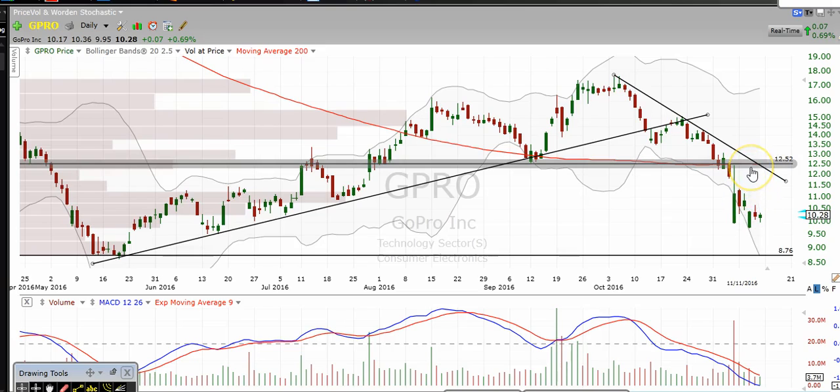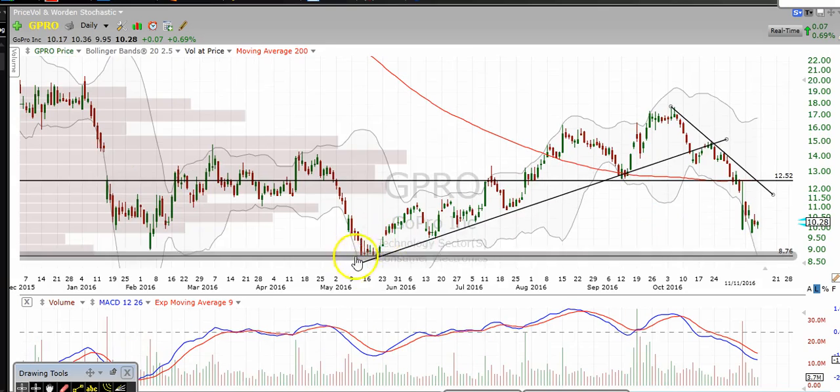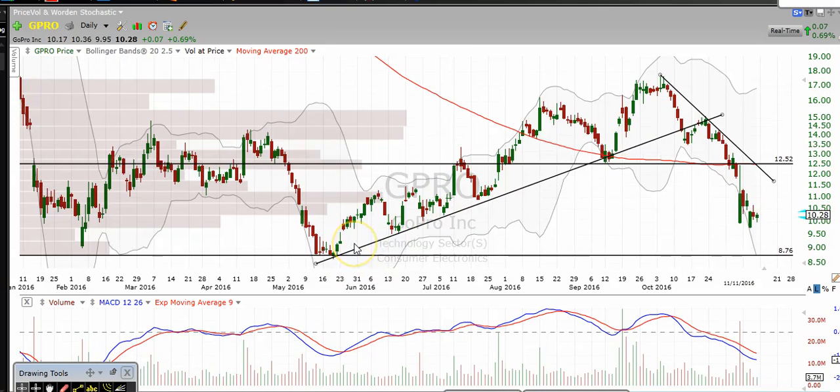Now we have resistance up here at 12.50, and the nearest support is down here at about 8.75. You can see that this was definitely a level that we bounced from here, and it's got several touches here, almost a level right here as well. So 8.75, that is definitely a potential bounce zone here for GoPro.